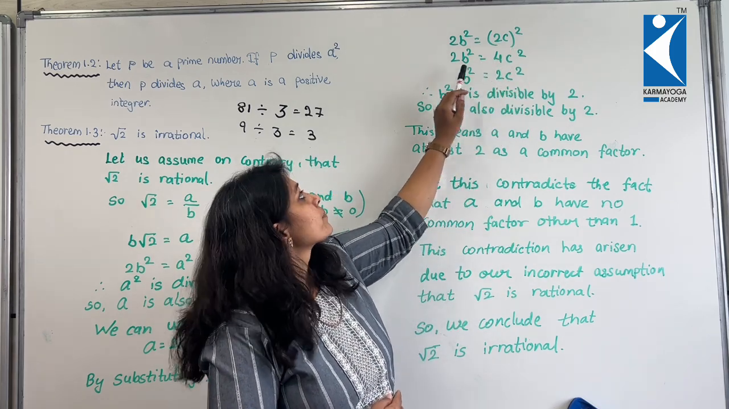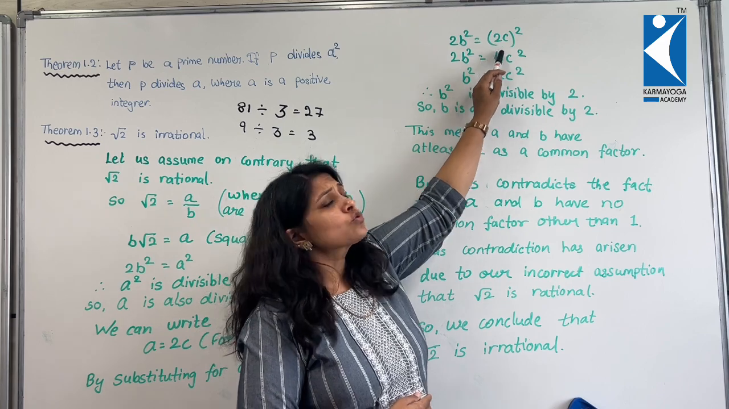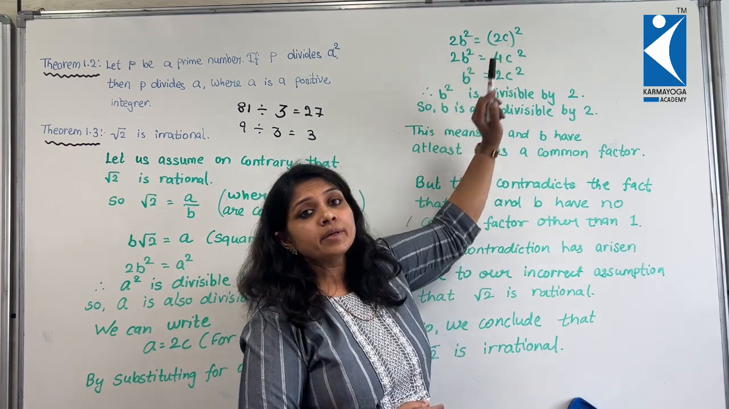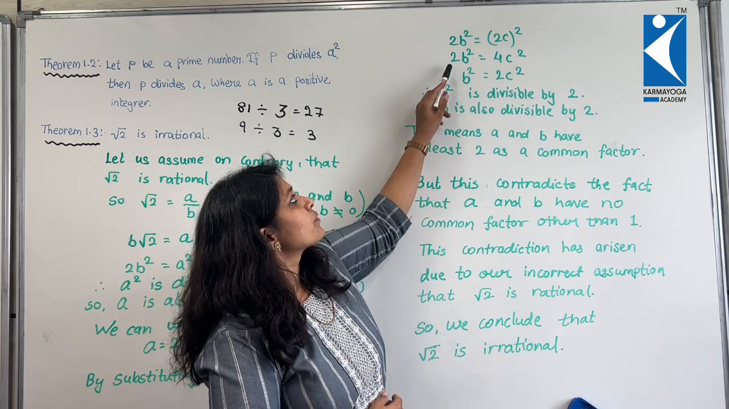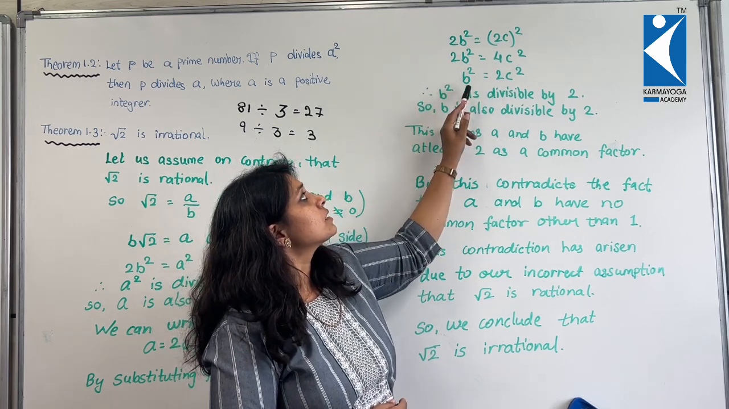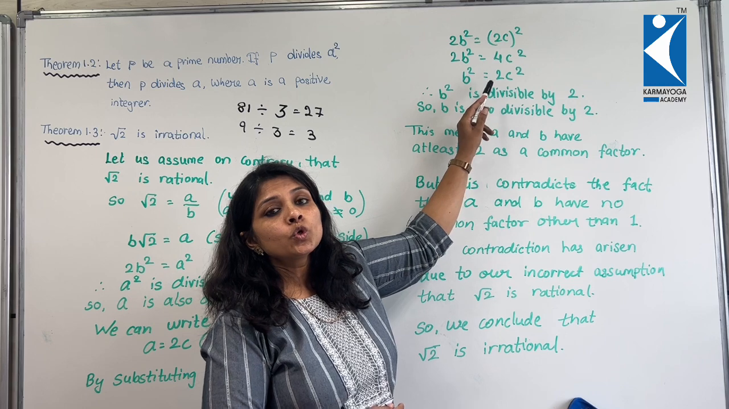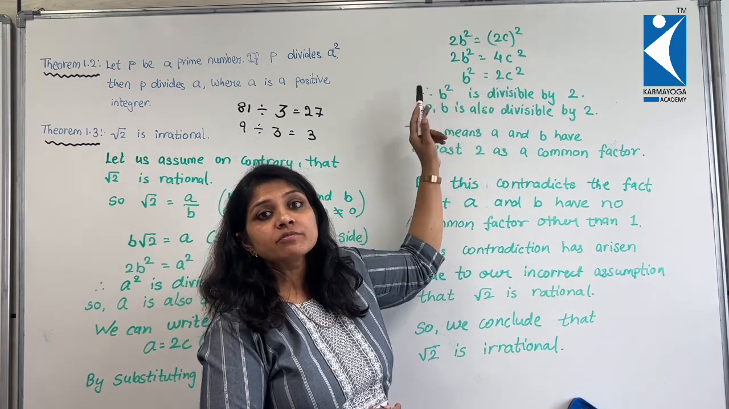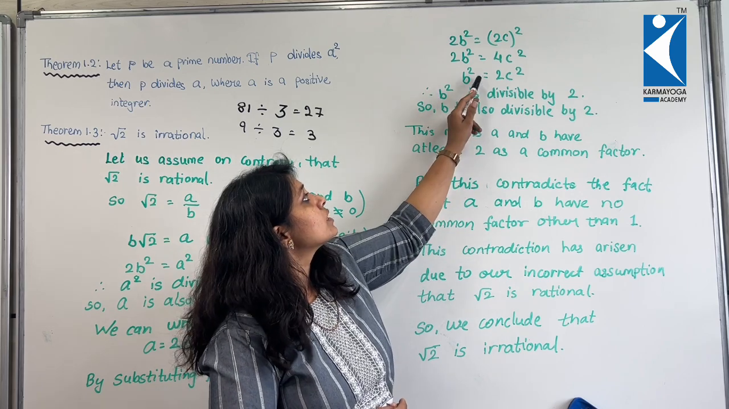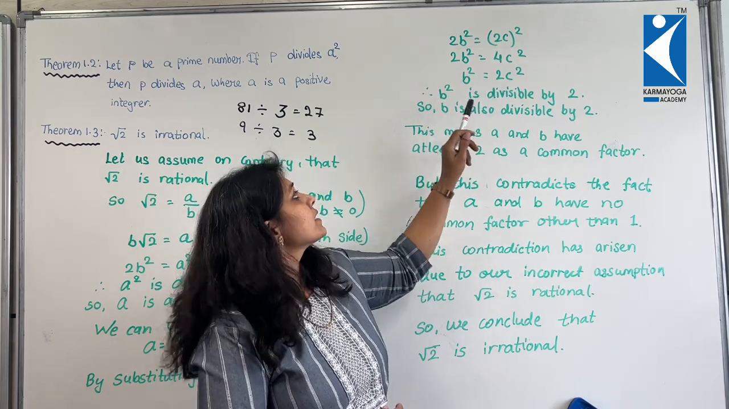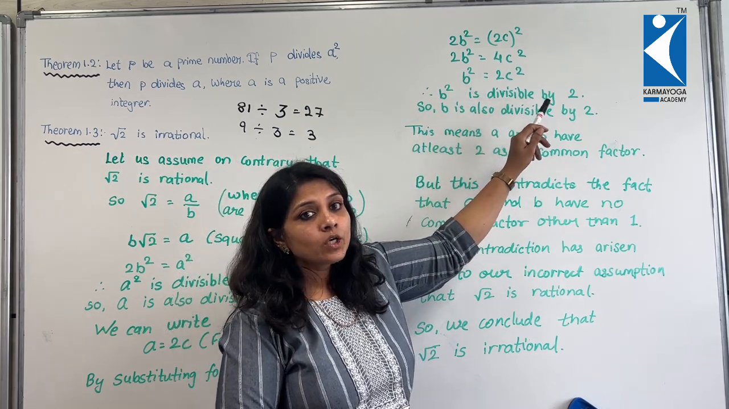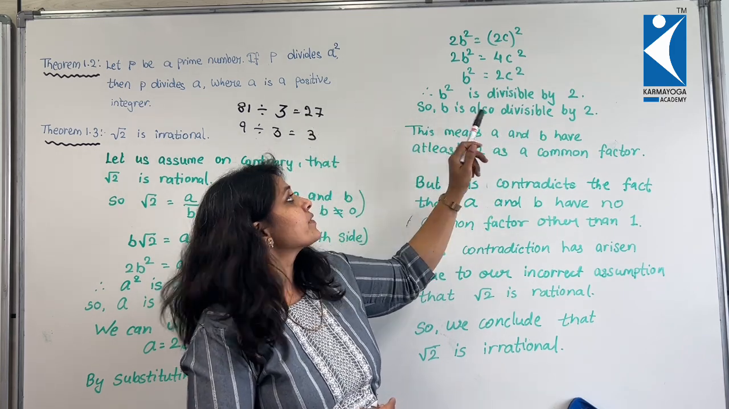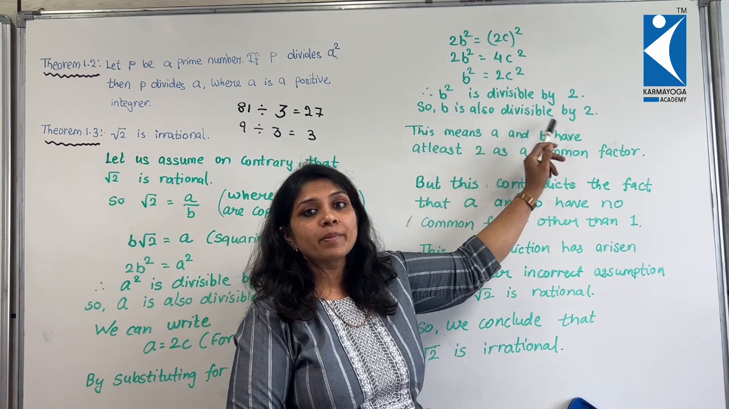2c whole square. 2b square as it is equals, if we open the bracket, then 2 square will become 4 and c square will be c square. So when 2 goes in the division, it becomes b square is equal to 2c square. So here again what we can say is that this 2 which is in multiplication will go in division. It is of course divisible, so whatever is equal. So we can say that b square is also divisible by 2. And so again as per theorem 1.2 what we can say is that b is also divisible by 2.